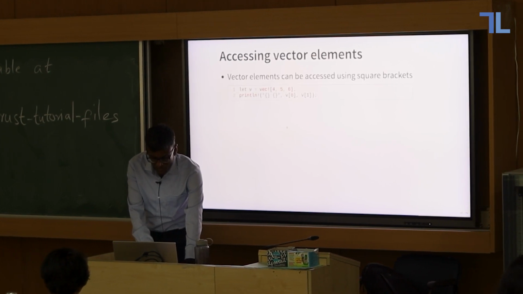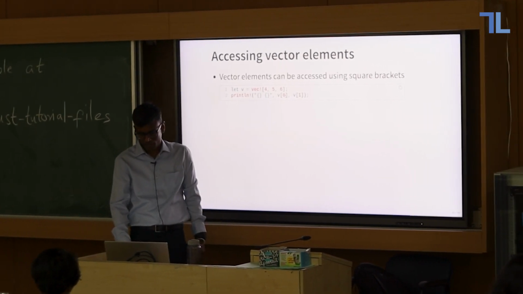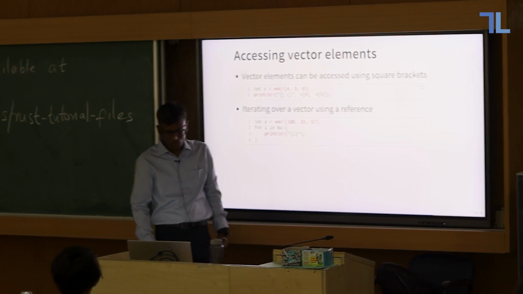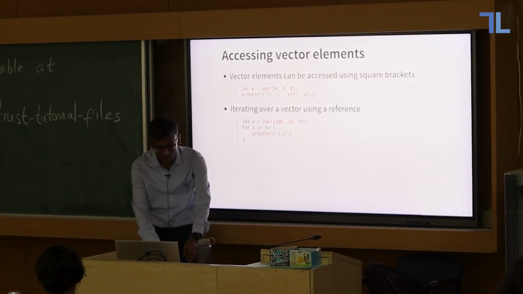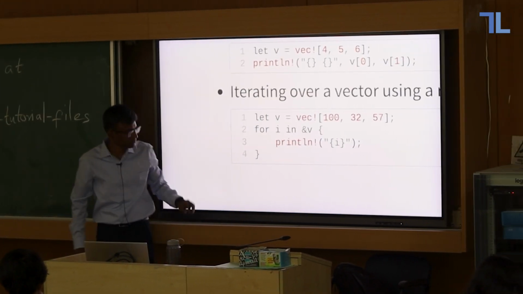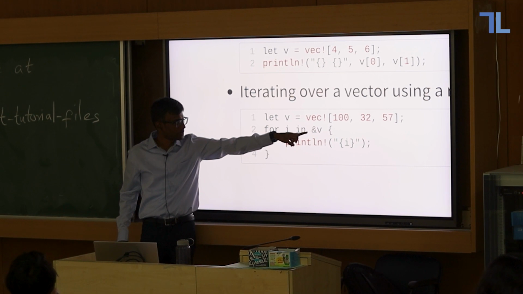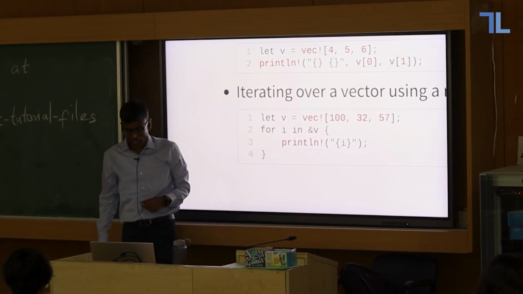Accessing the vector elements is like array syntax, zero indexing. So v[0], v[1] will access the first two elements. You can also access a vector using a reference. So here the syntax is, I put a for i in &v. This will mean that the reference to these elements will be accessed.